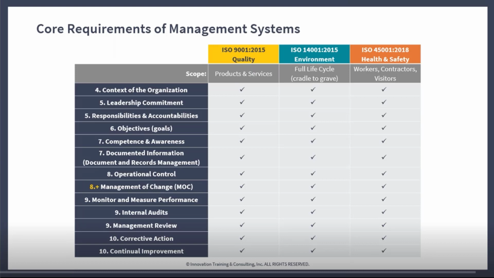I wanted to just point out that management of change, although it is in Section 8, it's really throughout all 3 standards, and it's an important part to manage risk.